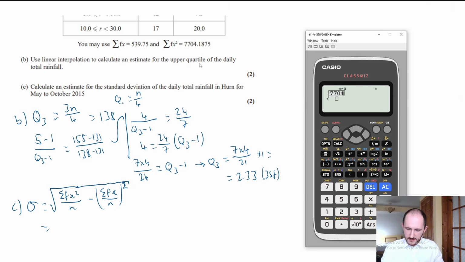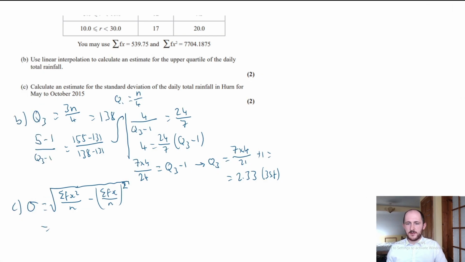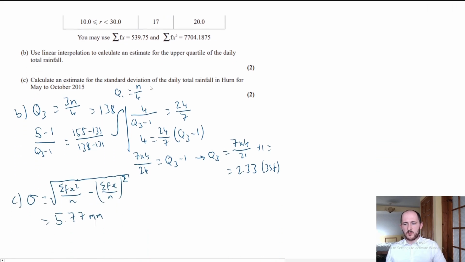So 7704.1875 over n, which I said was 184, perfect, minus 539.75 over 184 squared, giving 5.77. The number being small should hopefully make some sense because it is rainfall, so it does make sense for it to be a relatively small spread.